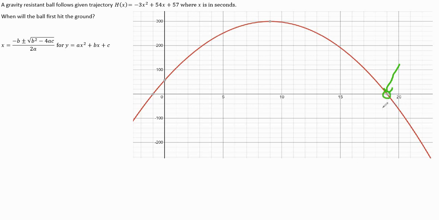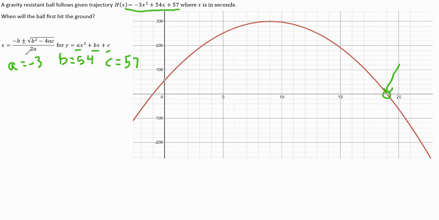It looks like x is going to be 19, but graphs are not going to be exactly precise. We need to use the equation to come up with the exact answer. So the first thing we want to do is identify the A, the B, and the C, and this is in standard form. So we're going to write down that A equals negative 3, B equals 54, and I would highly recommend that you take the time just to write this down because it's very easy to slip up with negatives, and then C is 57.